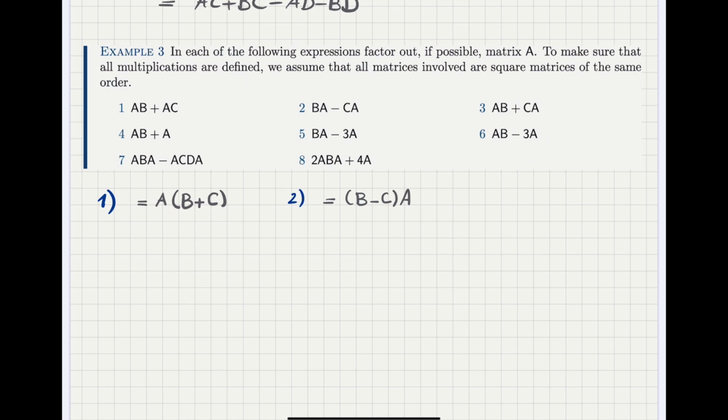What about this one? Can I factor something out? Even though A is a common matrix involved, here A is on the left, here A is on the right. So there is no way that I can factor it out unless I have extra information about commutativity of these matrices, which I don't have here. So I would say not possible.